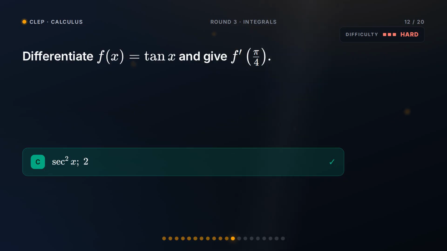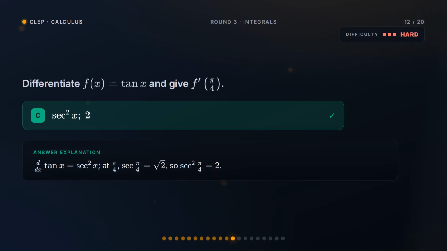The answer is C, secant squared x, and the value is 2. The derivative of tangent x is secant squared x. At pi over 4, secant equals square root of 2, so secant squared equals 2.